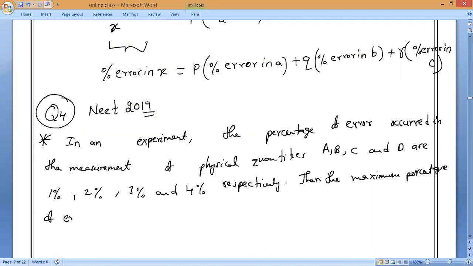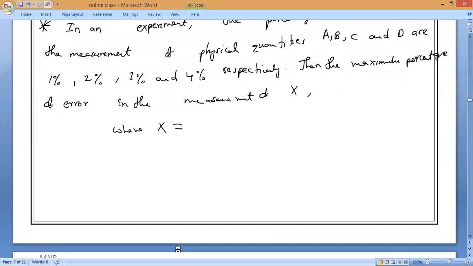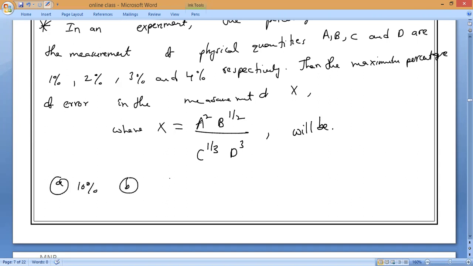Then the maximum percentage of error in the measurement of X, where X is equal to A power 2 B power 1 by 2 divided by C power 1 by 3 D power 3, will be, they are asking. Option A 10%, option B 3 by 13%, option C 16%, and option D minus 10%.